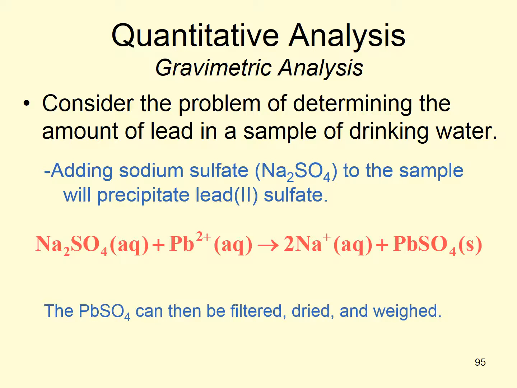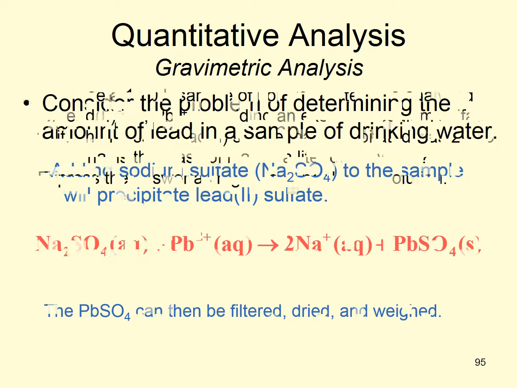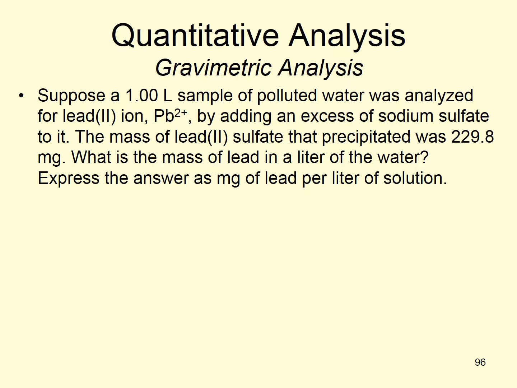So if we collect it and filter it, and then we dry it and weigh it, we can figure out how much lead there is. So let's suppose we have a liter of sample and we analyzed it by adding an excess amount of sodium sulfate. So we put a lot of sodium sulfate in and captured all the precipitate. So we made sure that all the lead was precipitated.